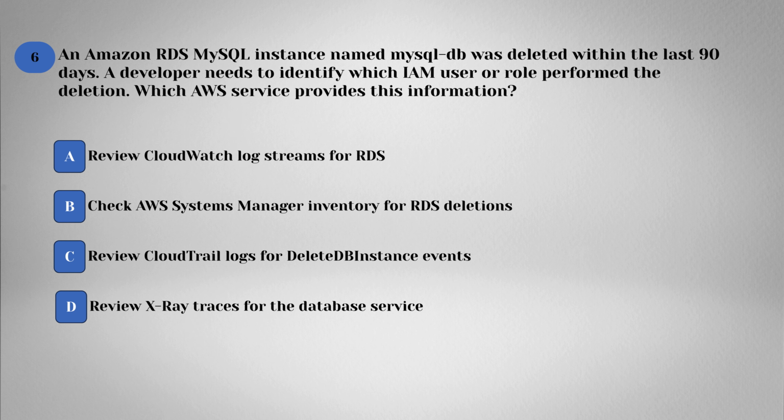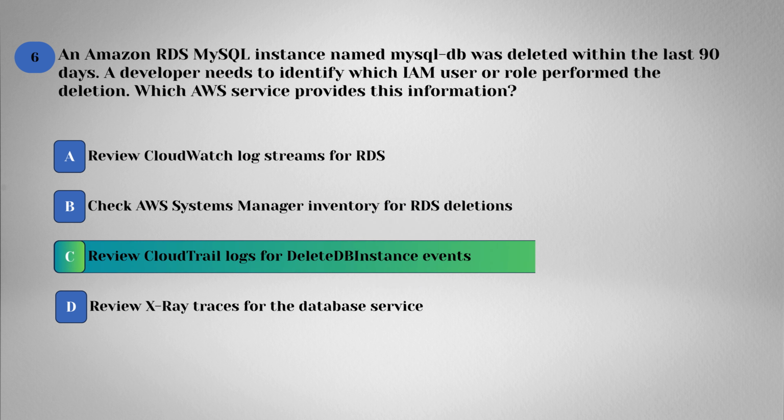An Amazon RDS MySQL instance named MySQLDB was deleted within the last 90 days. A developer needs to identify which IAM user or role performed the deletion. Which AWS service provides this information? Correct answer: review CloudTrail logs for DeleteDBInstance events.